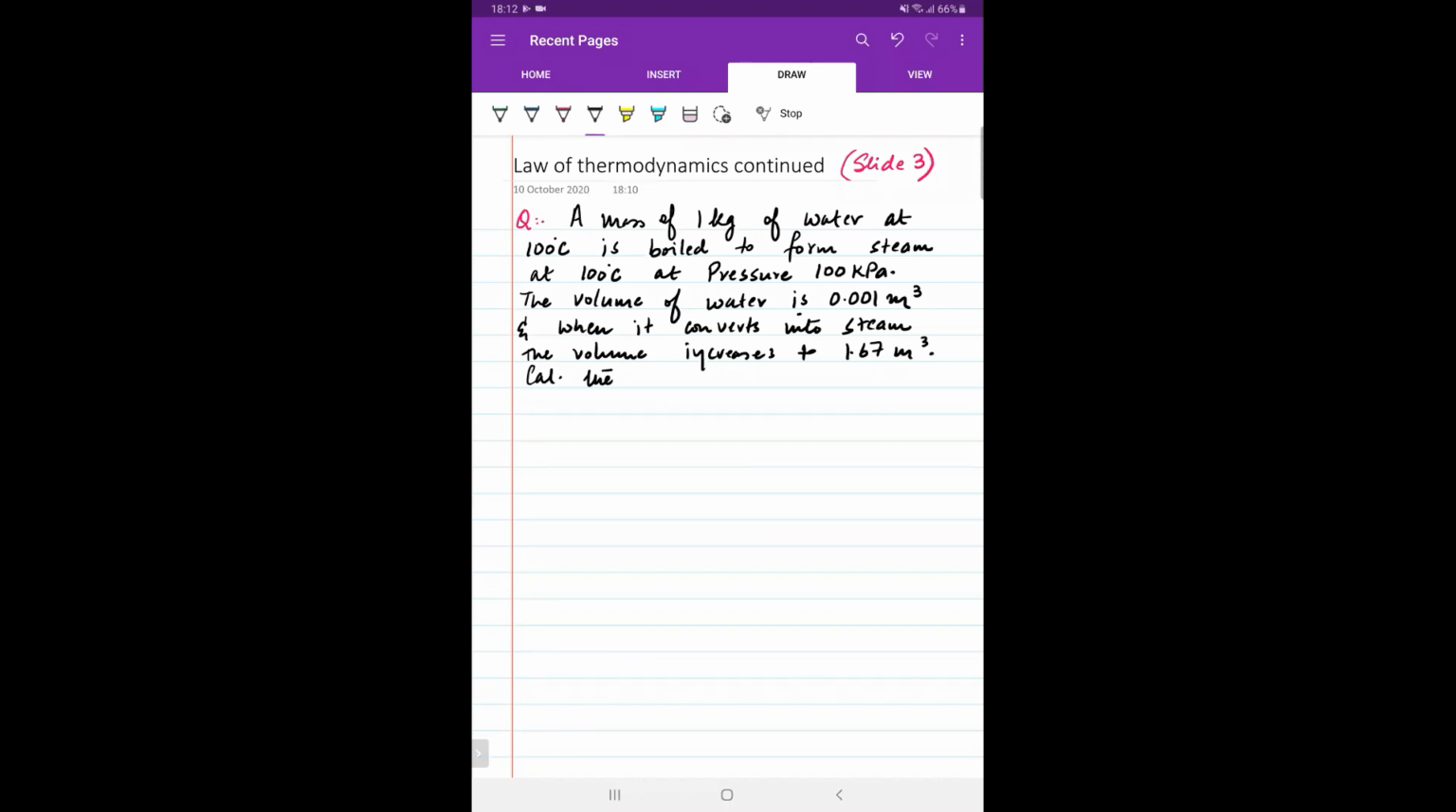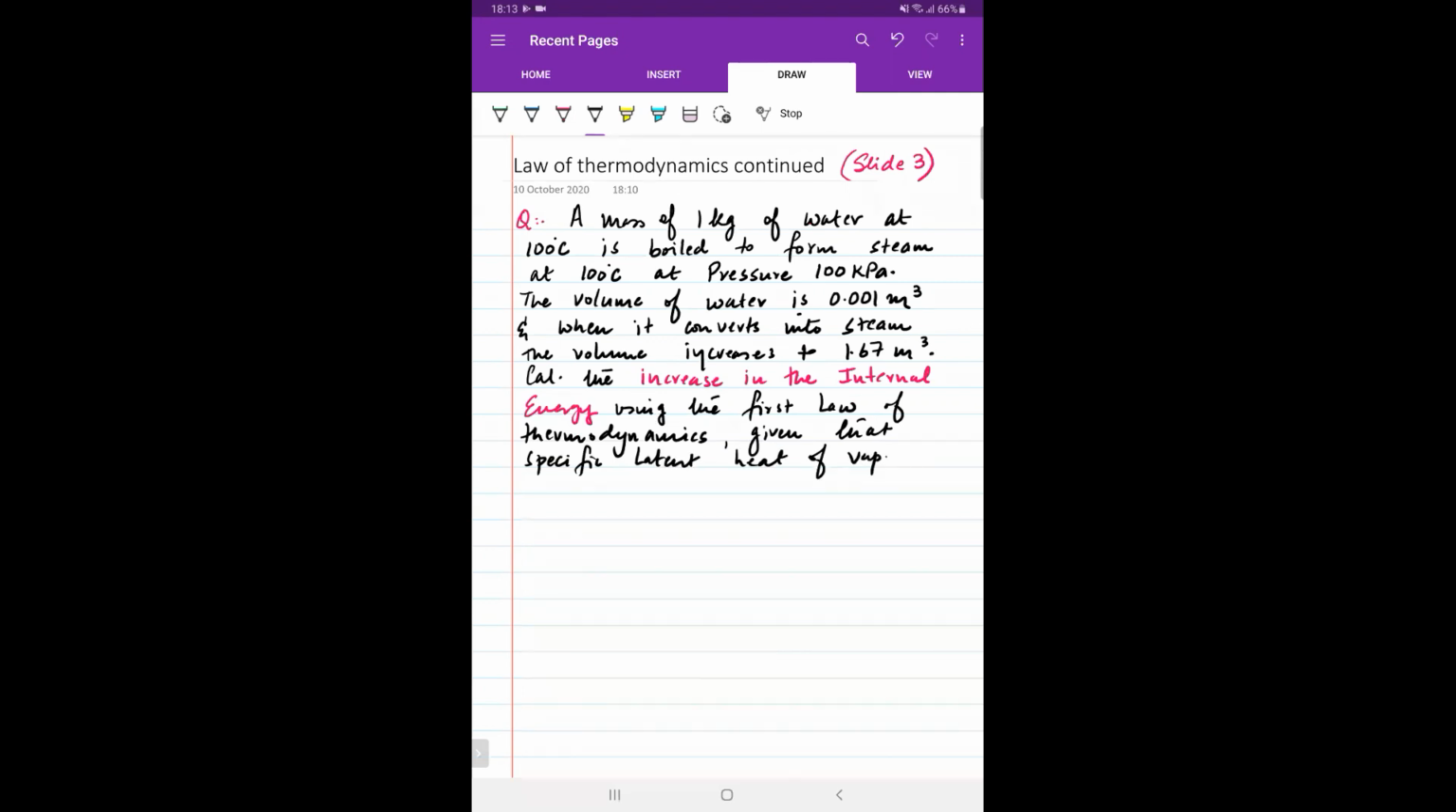Calculate the increase in the internal energy using the first law of thermodynamics, given that specific latent heat of vaporization is 2.26 times 10 to the power of 6 joules per kilogram.